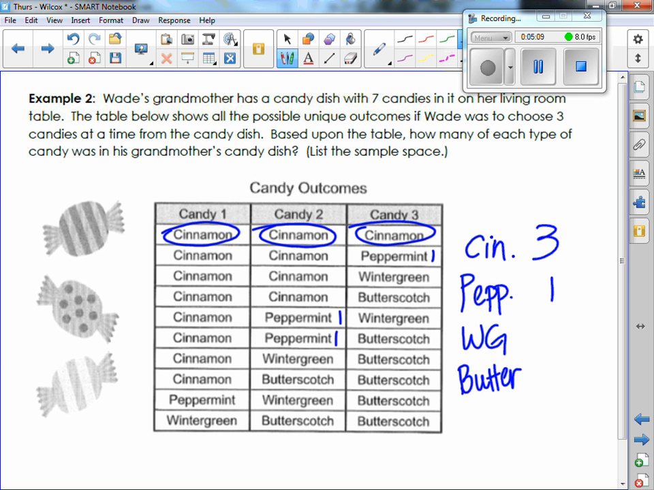Good. 1. And then butterscotch has 2. You can see in the last row, you were able to pick 2 butterscotch with a wintergreen. So you must have 2 butterscotch candies in the candy dish.